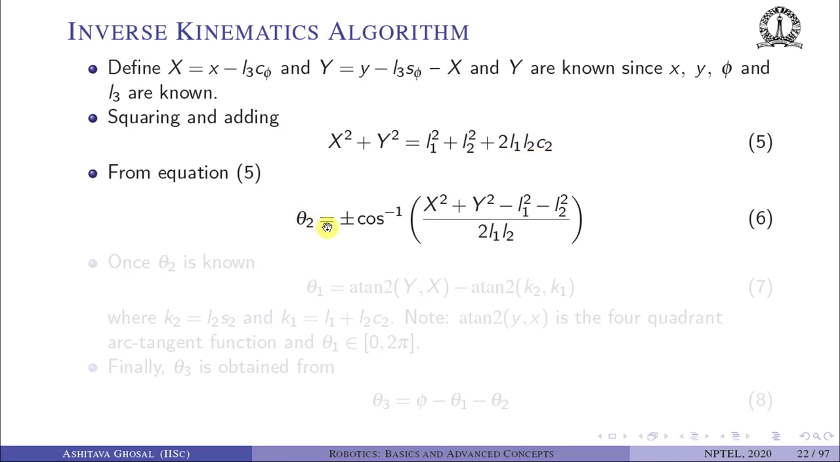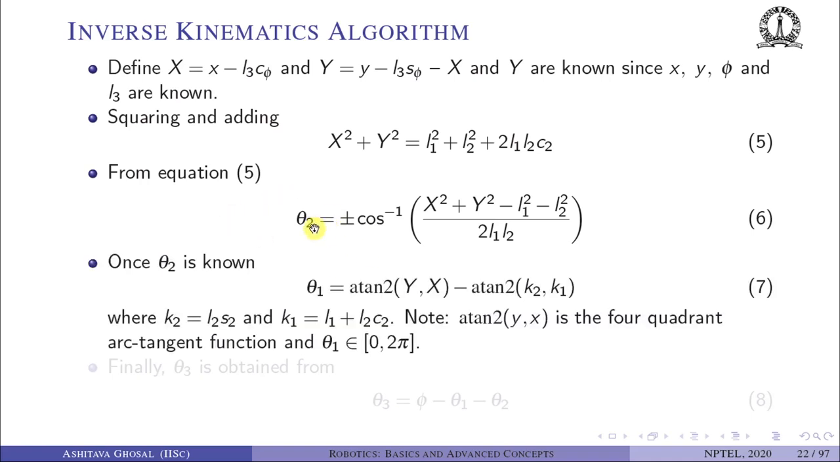I am going over this a little slowly, because we can easily see what we are trying to do. Once theta 2 is known, we can find theta 1 by doing atan2(y, x) minus atan2(k2, k1), where k2 is L2 S2 and k1 is L1 plus L2 C2. Basically, we are saying capital X is L1 C1 plus L2 C12. So we can expand C12 as cos A cos B minus sin A sin B, and so on, and then take terms which are in theta 2, which is now known, and solve for theta 1. We are going to use atan2 again, such that we can get theta 1 in the correct quadrant. And then finally, theta 3 is obtained from phi minus theta 1 minus theta 2.